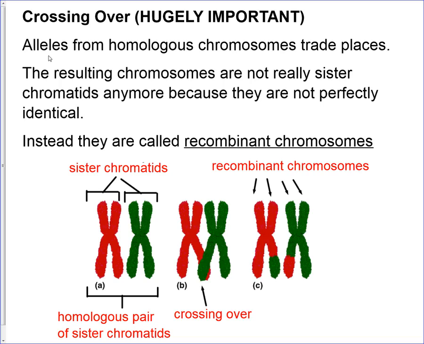One quick note about crossing over, which is hugely important, is that the alleles from homologous chromosomes are going to trade places. And what's going to result, if you look down here, this is a sister chromatid, and this is a sister chromatid, but when they combine, you can't really call them sister chromatids anymore because they've recombined, so they're no longer identical. We call that recombinant chromosomes or recombinant DNA because it's recombined. Not the biggest detail, but it's worth pointing out anyway.